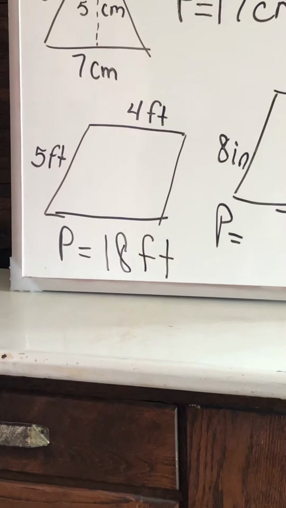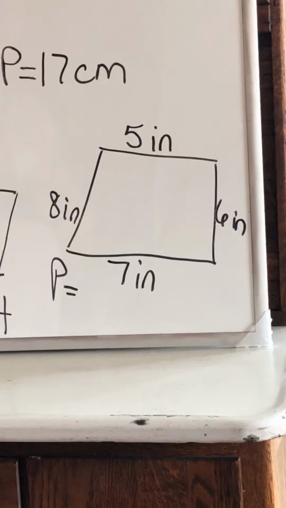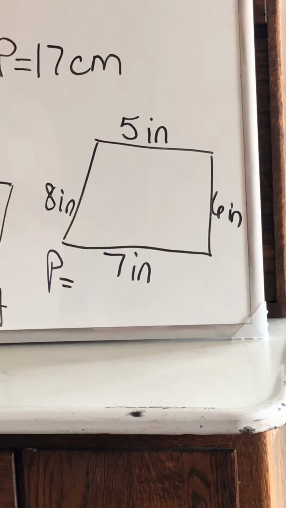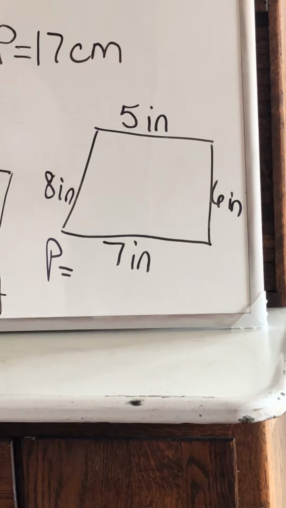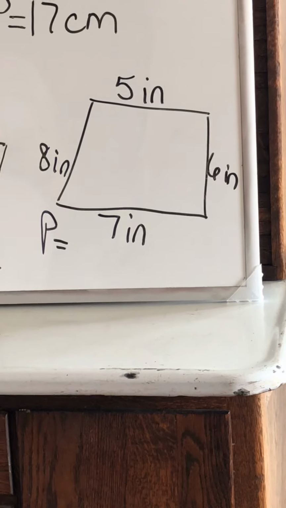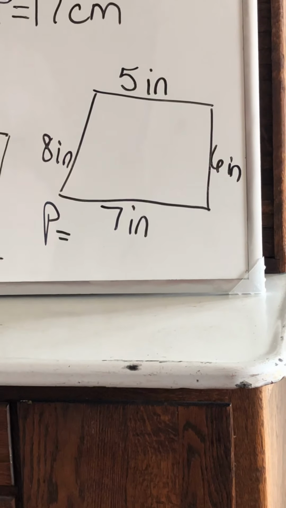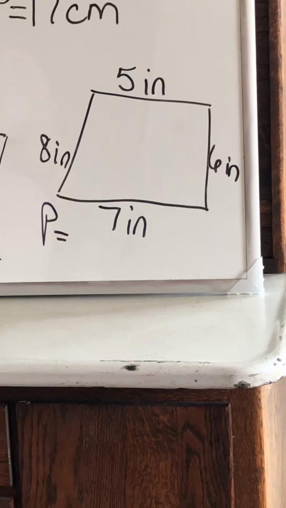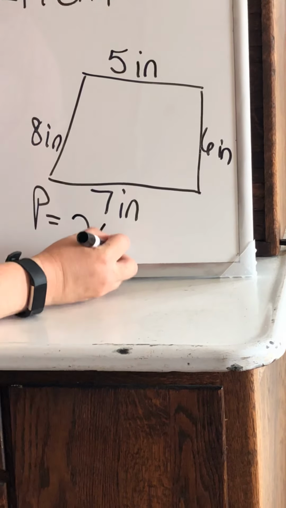One more. We have the trapezoid here. Okay? Go ahead and take a moment and add up all those parts. We have 5 inches, 6 inches, 7 inches, and 8 inches. You should end up with 26 inches.